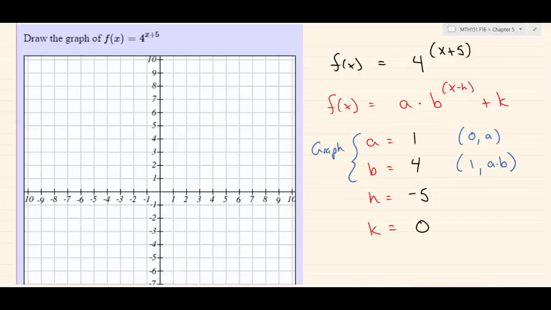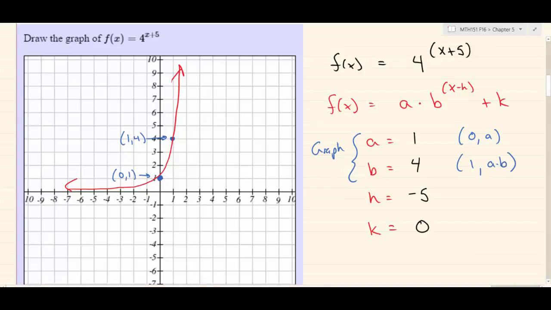a is our initial value. It happens to be 1, so we'll plot a point at (0, 1). The other point that we're going to plot is (1, 4), because 1 times 4 is 4. So (1, 4) is this point. These are our two values, and if we were to sketch this graph, this is what the graph should look like, not including h and k. All we're talking about is a and b. So looking at just a and b, we can sketch a graph like this.